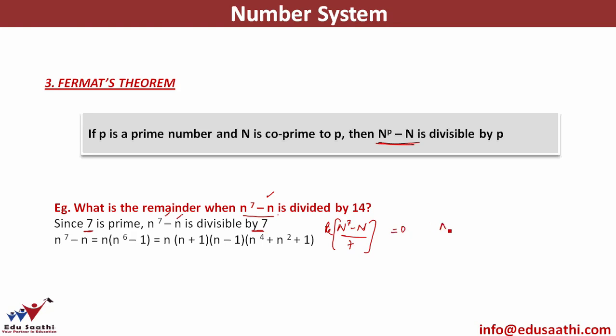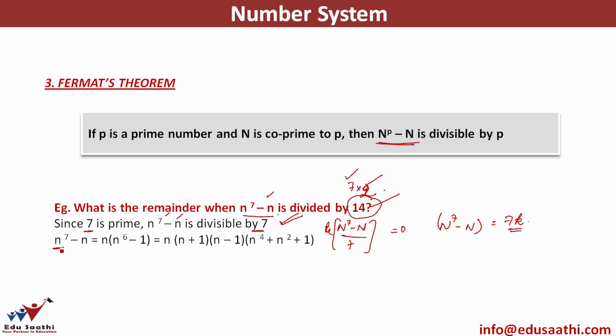Now what does that mean? N raised to power 7 minus n is some multiple of 7 that I have, it is divisible by 7. Now when I am doing it with 14, I am trying to split 14 as 7 into 2. If a number is divisible by 7 and by 2, it will be divisible by 14. So this number is divisible by 7, that I have already understood.